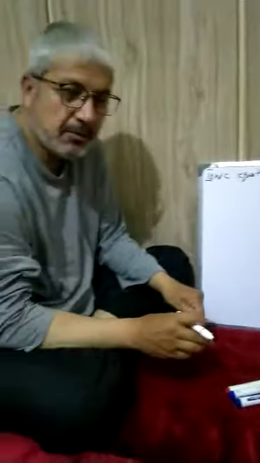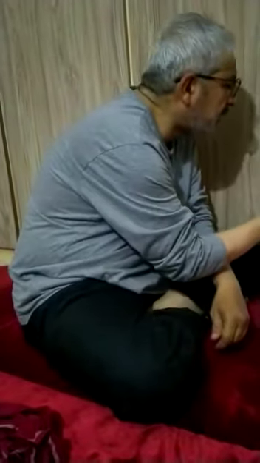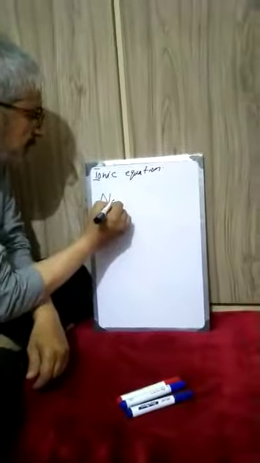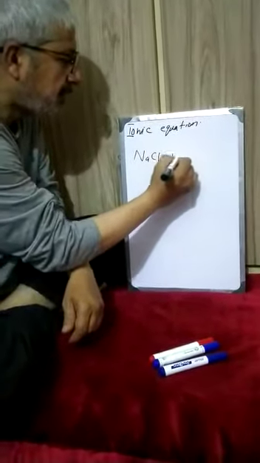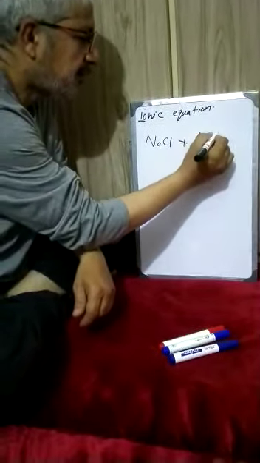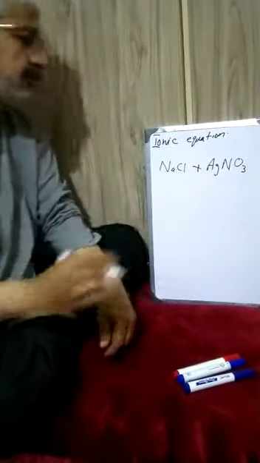Good morning. Today we are going to understand ionic equations and combustion, balancing of the combustion reactions. Now, first of all, ionic equations. We will take an example first, and then we will understand how to solve these equations. We will take the example of sodium chloride plus silver nitrate.